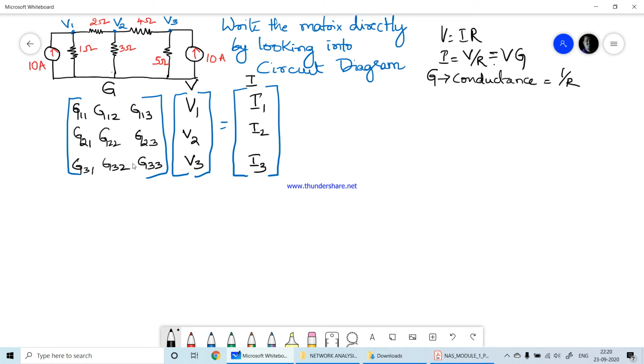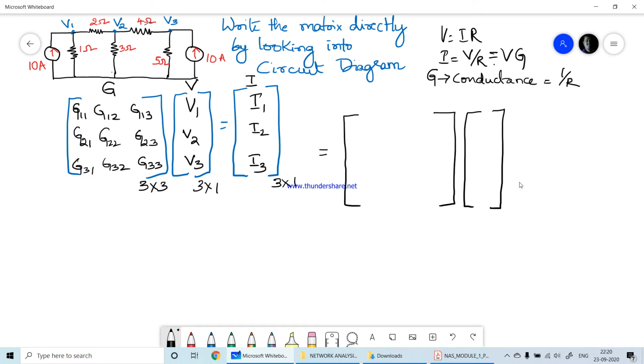So the dimension of this G matrix will be 3 cross 3 because we have 3 nodes that we have found in the network. Similarly, this will be 3 cross 1, 3 rows and 1 column. This will also be 3 rows and 1 column. This 3 is the number of nodes in any given network. Now, our job is to find out what G11, G12 and so on are. So, we'll try to write that matrix now.